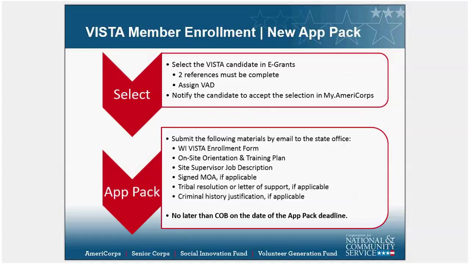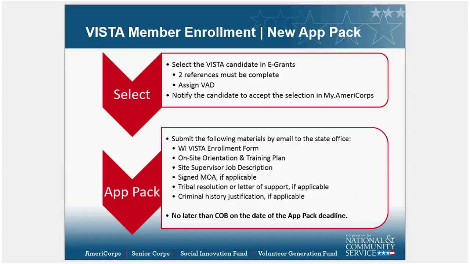So I really encourage folks, give that candidate a call, send them a customized email from your program, let them know that you've selected them, and what they need to do is go in and accept that selection in the portal. What that's going to do is kick them into our work basket. Then what you need to do is complete the app pack.